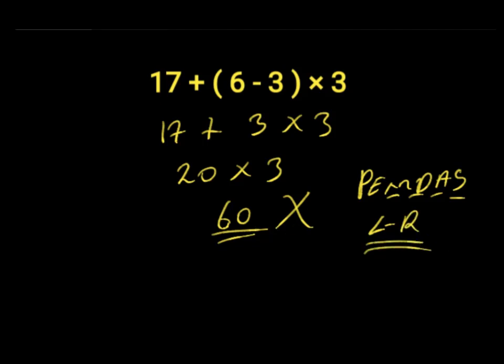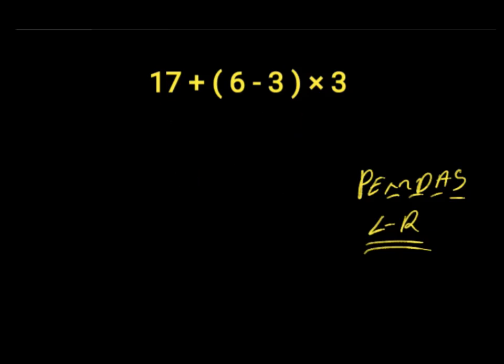Let us solve the right answer to this question. First of all, we are going to solve our parentheses because it comes first. Now, in our parentheses, we have 6 minus 3. 6 minus 3 will give us 3. Then we have 17 plus 3 times 3.